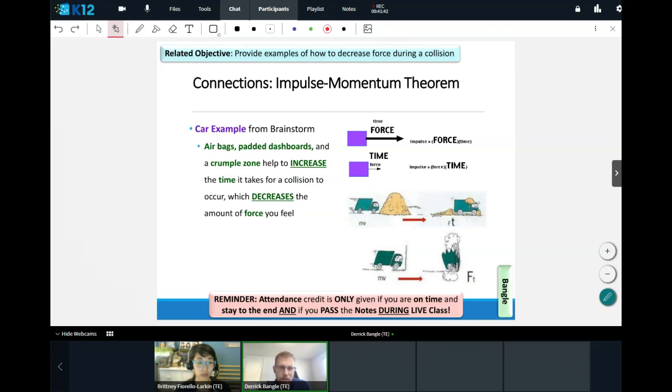All right, so connecting the impulse momentum theorem. The car example from the brainstorm, airbags, padded dashboards, and crumple zones all help to increase the time that it takes for a collision to occur, which decreases the amount of force that we feel. So with momentum, if we have a greater amount of time, the force is going to be lessened, with our impulse. Or looking at the truck that stops very suddenly, we have a very small amount of time with a large amount of force, and it crashes and crumples all into a big mess. So basically, that's what we're looking for with impulse to make cars safer: we want to lessen the impulse, thus increasing the time it takes to crash.